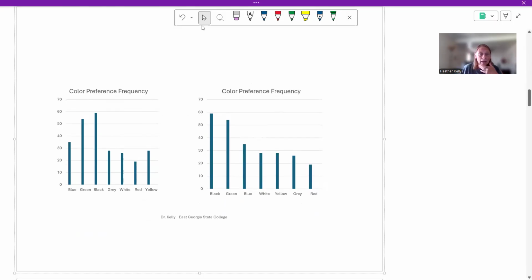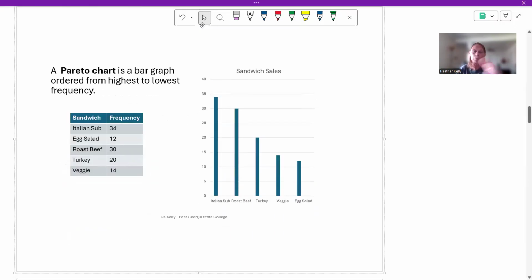Okay. Here's the bar graph again, and then here it is put in order from largest to smallest. This is typically called a Pareto graph, and I'll talk about that again in a minute. A Pareto chart is a graph that is ordered from highest to lowest frequency. Here's another example where I dealt with sandwiches and the frequency: Italian sub 34, egg salad 12, roast beef 30, turkey 20, veggie 14. So we know the egg salad is going to be last, and the Italian sub is going to be the first one. And then this again is just a bar graph.